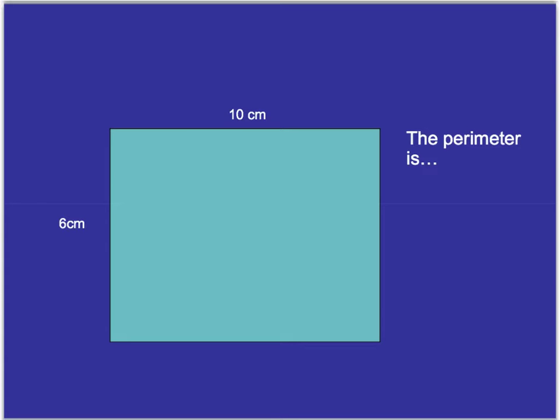What you need to do before you start adding any numbers together is label any unlabeled sides. So in this case, since this side is 10 centimeters, the opposite side length is also 10 centimeters. And since this side is 6 centimeters, the opposite side length is also 6 centimeters. Now, remember, it's the distance around the figure, 10, 6, 10, 6, and what am I going to do with all of those numbers? You're right, I'm going to go ahead and add all of those numbers together.